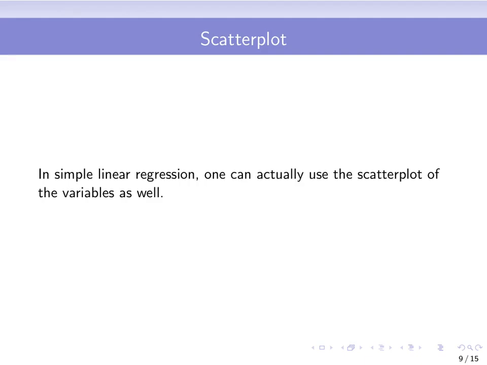Okay, so this is part 2 of the video recap of module 3. In part 1, we went over the regression assumptions, as well as some examples of the ideal residual plot, and a couple of examples where some of the regression assumptions are not met. One thing I'll mention: in simple linear regression, so only if you have one predictor variable, one can actually use the scatter plot of the variables as well to assess if the regression assumptions are met.